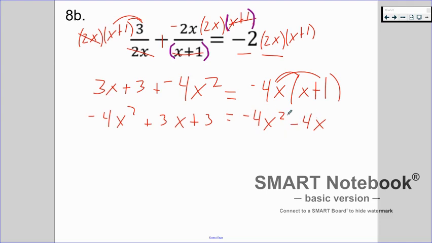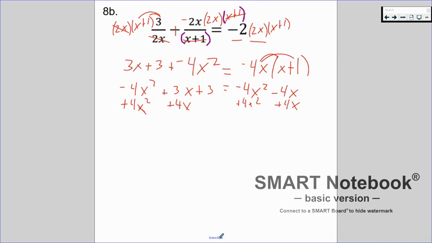Now we know when we have a polynomial equation, we want to get it set equal to 0. So I'm going to move everything over to the left-hand side. I'm going to add 4x squared to both sides, and that's going to be over with this one. And I'm going to add 4x to both sides, and that's going to be with that one. All right, well, that's nice. Negative 4x squared and positive 4x squared equals 0. So now I have 7x plus 3 equals 0.